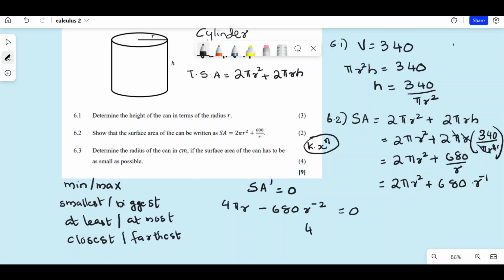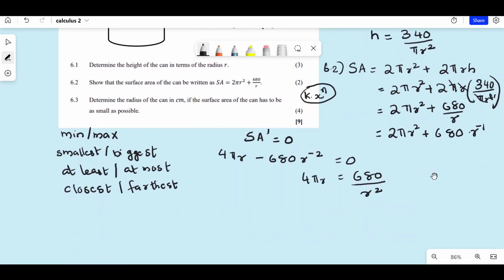This is 4 pi r equal to 680 over r square. You can change it back to over r square, and now I'm going to cross multiply. That will give you 4 pi r cube equal to 680. Now divide by 4 pi, that will give you r cube equal to 680 over 4 pi.